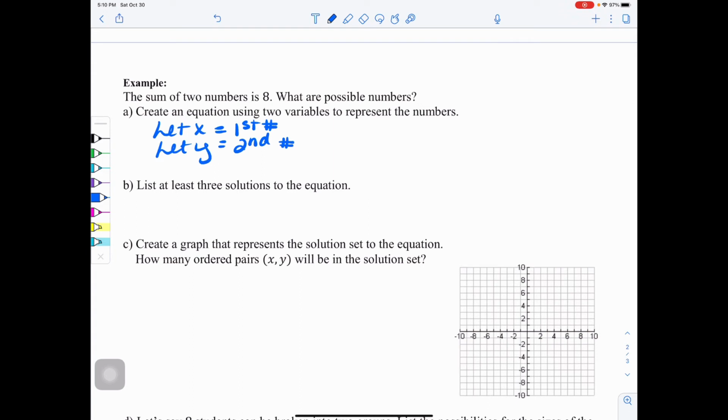So sum means to add. So we want to take our first number x plus our second number y, and it needs to be equal to a total of 8.